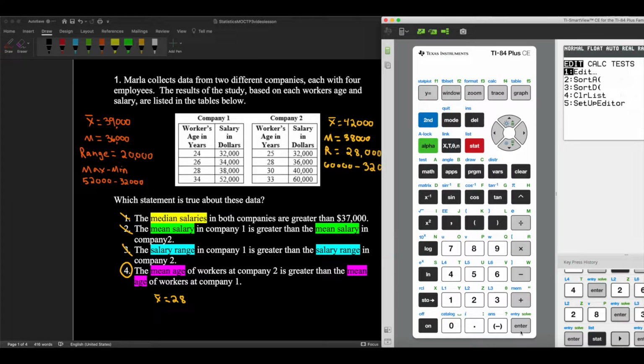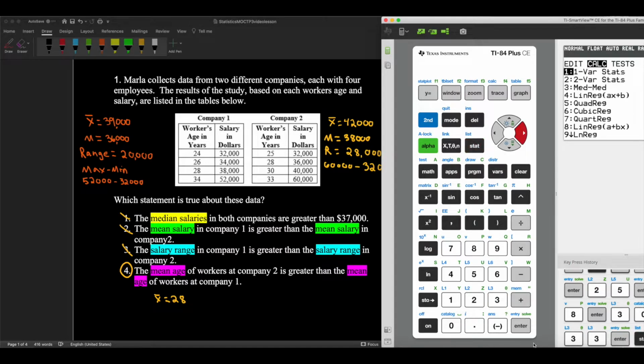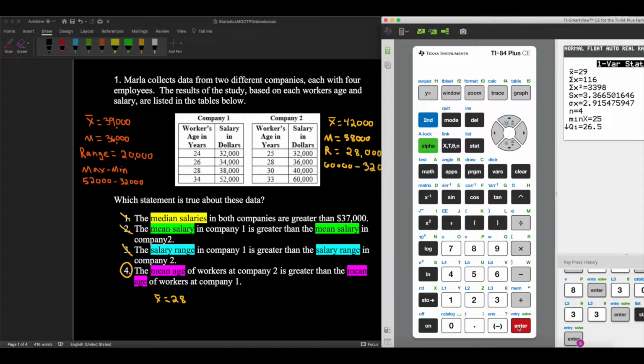Calculator, stat enter. And let's get the second company's ages in. 25, enter. 28, enter. 30, and 33. Okay, mean is 29.